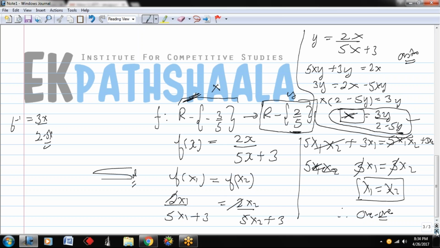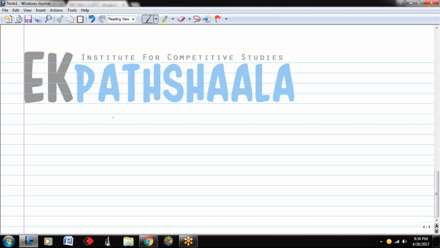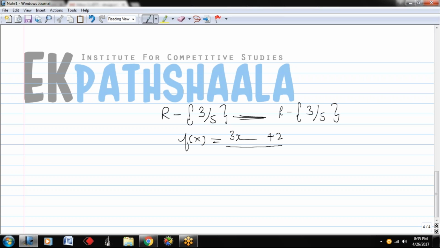Let us solve the next one. Do this one. If function f is defined from R minus 3 by 5 to R minus 3 by 5, and f of x is the function (3x plus 2) divided by (5x minus 3), find f inverse x. Try it yourself. Yes, sir.